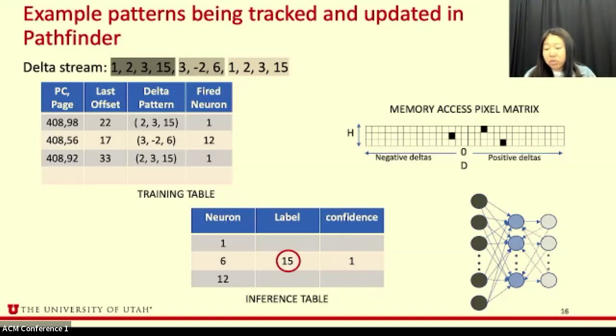When it makes a correct prediction, the confidence will increase by 1. Otherwise, it will decrease by 1. So we use a 3-bit saturating confidence counter ranging from -2 to +5 to make sure we can remove an outdated label and then relabel the neuron when the program phase changes.